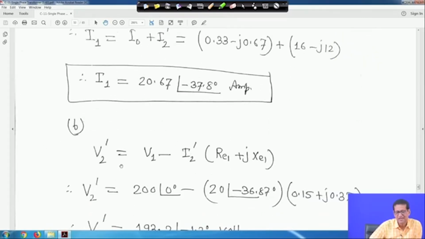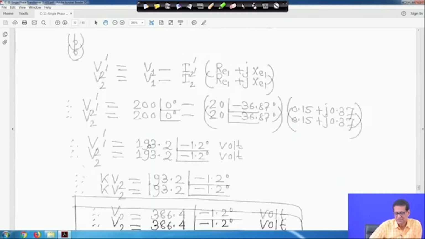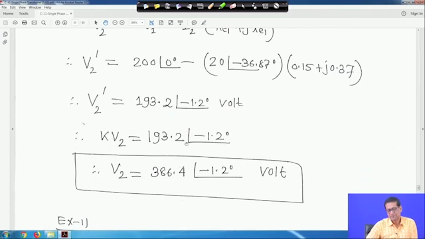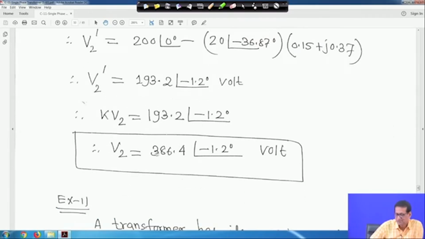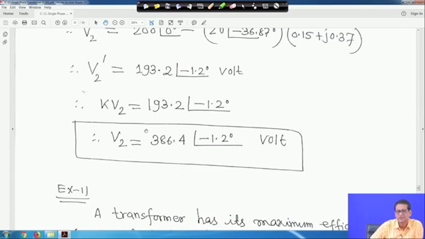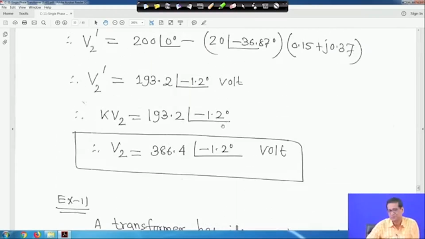And V2 dash, we know, earlier we have solved problems, we have seen the derivation also. V2 dash will be V1 minus I2 dash (RE1 plus jXE1). In that case, after solving you will get V2 dash as 193.2 angle minus 1.2 degree volt, and we know that V2 dash is equal to K V2. So, V2 will be 386.4 angle minus 1.2 degree volt, because K is equal to half, as the voltage ratio is given 200 by 400. So, this problem is a simple problem.